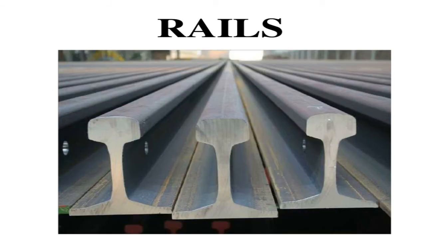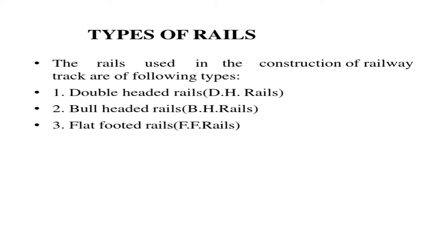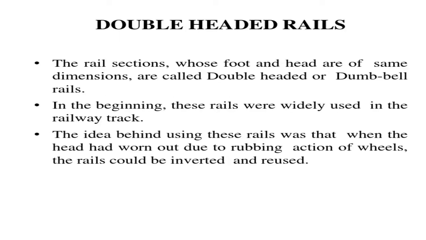Now comes the first component which you have to study in detail. This is the rail. Now there are three main types of rail which are being used: that is double-headed rail, then the bull-headed rail, then the flat-footed rail. First, coming to double-headed rail.